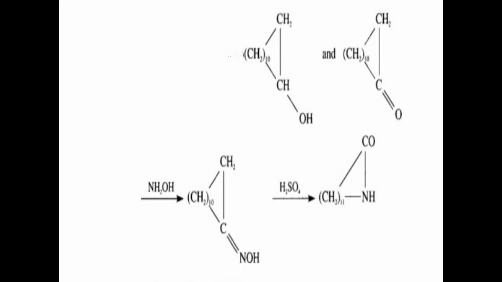During this, you can see that cyclododecanol is CH2 to the base 10 CH2 CH, and to that CH, OH is bonded, and in the next step CH2 to the base 10 CH2 C, and double bond O is bonded with that carbon atom. This OH bonded cyclic compound is cyclododecanol, and the carbon bonded with double bond O structure is cyclododecanone.